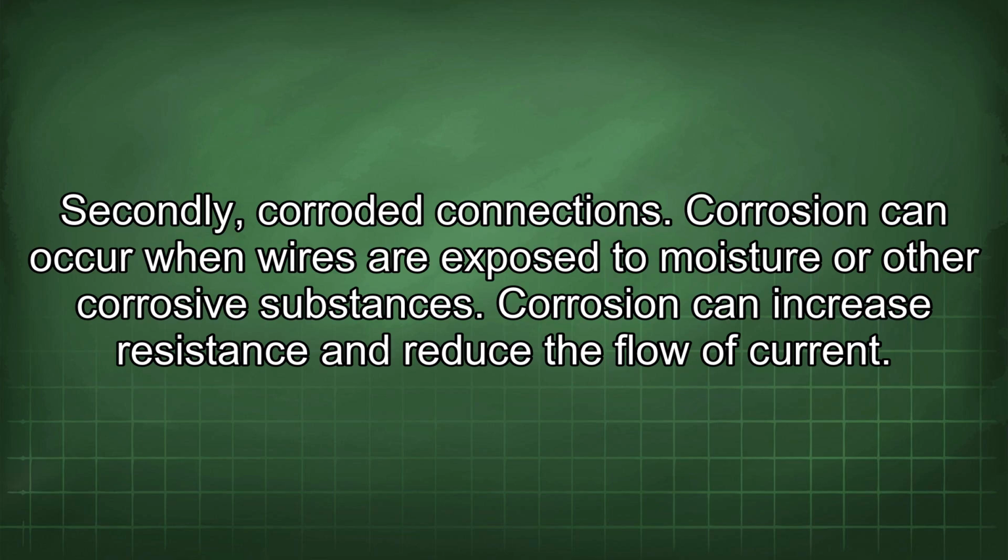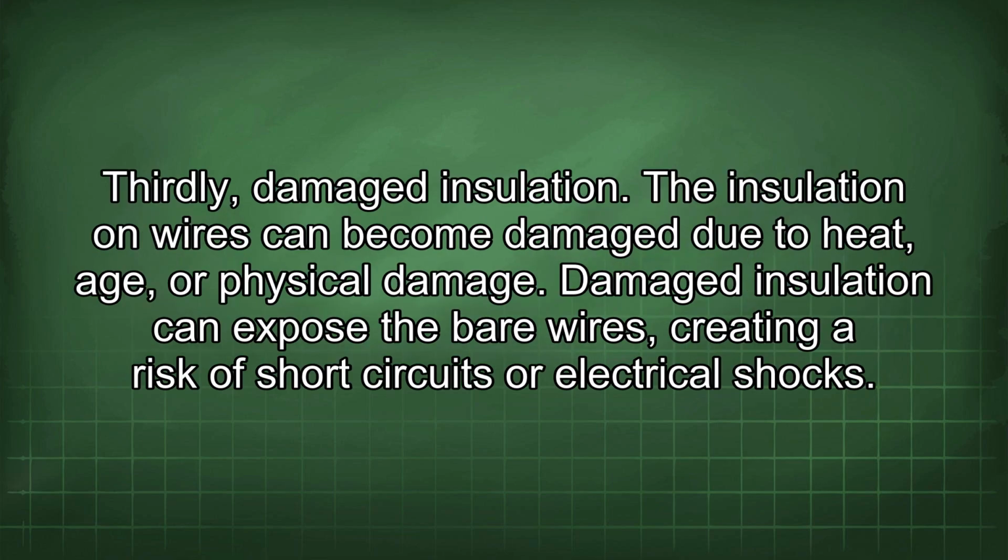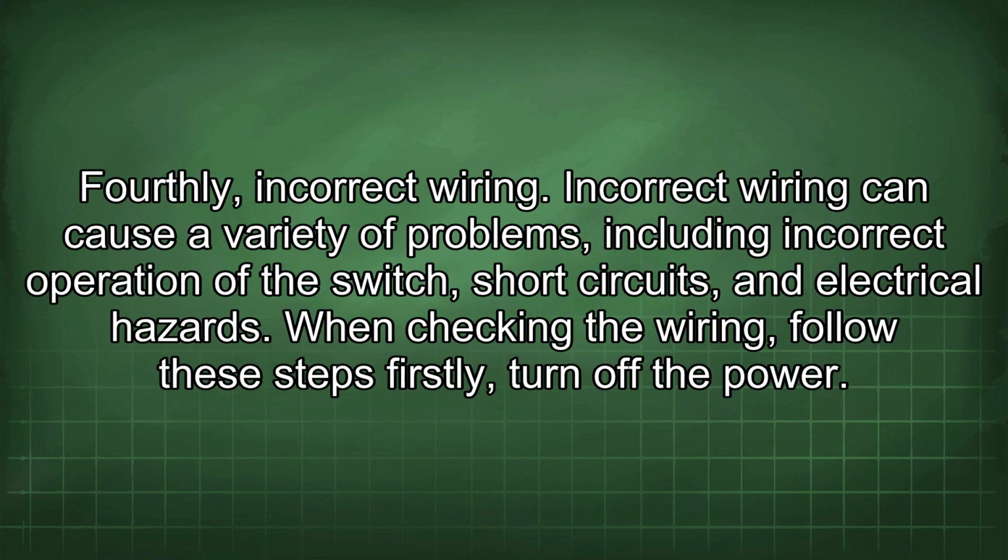Secondly, corroded connections. Corrosion can occur when wires are exposed to moisture or other corrosive substances. Corrosion can increase resistance and reduce the flow of current. Thirdly, damaged insulation. The insulation on wires can become damaged due to heat, age, or physical damage. Damaged insulation can expose the bare wires, creating a risk of short circuits or electrical shocks. Fourthly, incorrect wiring. Incorrect wiring can cause a variety of problems, including incorrect operation of the switch, short circuits, and electrical hazards. When checking the wiring, follow these steps.